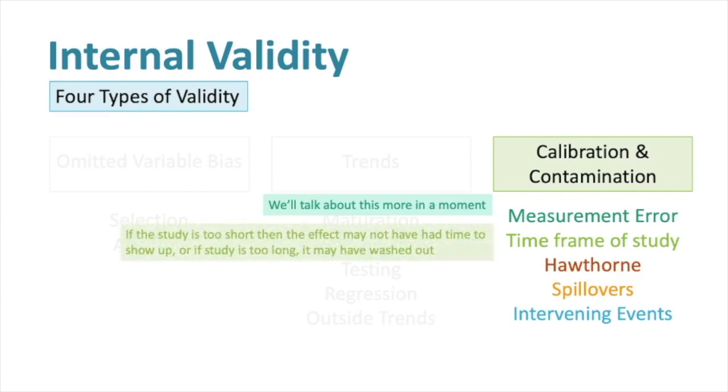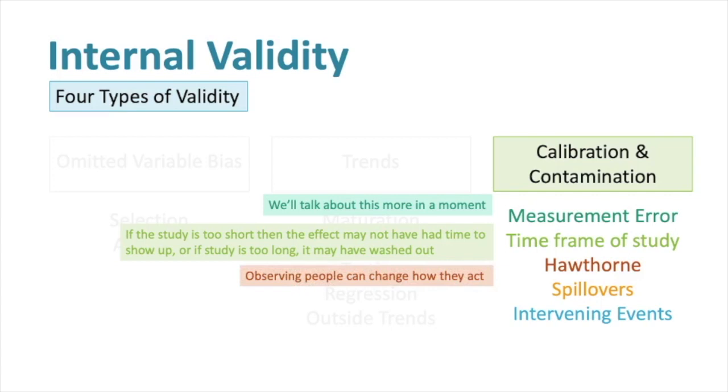The second one is the time frame of the study. If the study is too short, then the effect may not have had time to show up, or if the study is too long, it may have washed out. This can be really tough when you're looking at the effect of something over time. You need to be able to measure things in the right time frame. This is often based on experience and theory that will guide you in there, but sometimes it's trial and error, just figuring out when is a good measurement time to actually find if there's any real effects happening.